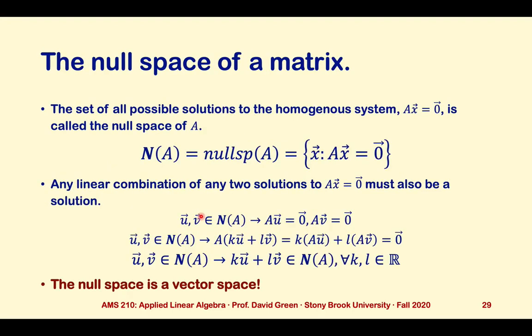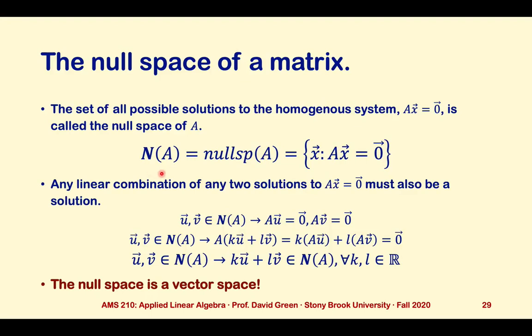The idea of a homogeneous system directly leads to the idea of a null space. The null space is simply the set of all possible solutions to the system Ax equals 0. We talk about the null space of a matrix. In order to define it, we use that matrix as the coefficient matrix in a homogeneous system, and then ask what are the solutions to that system.